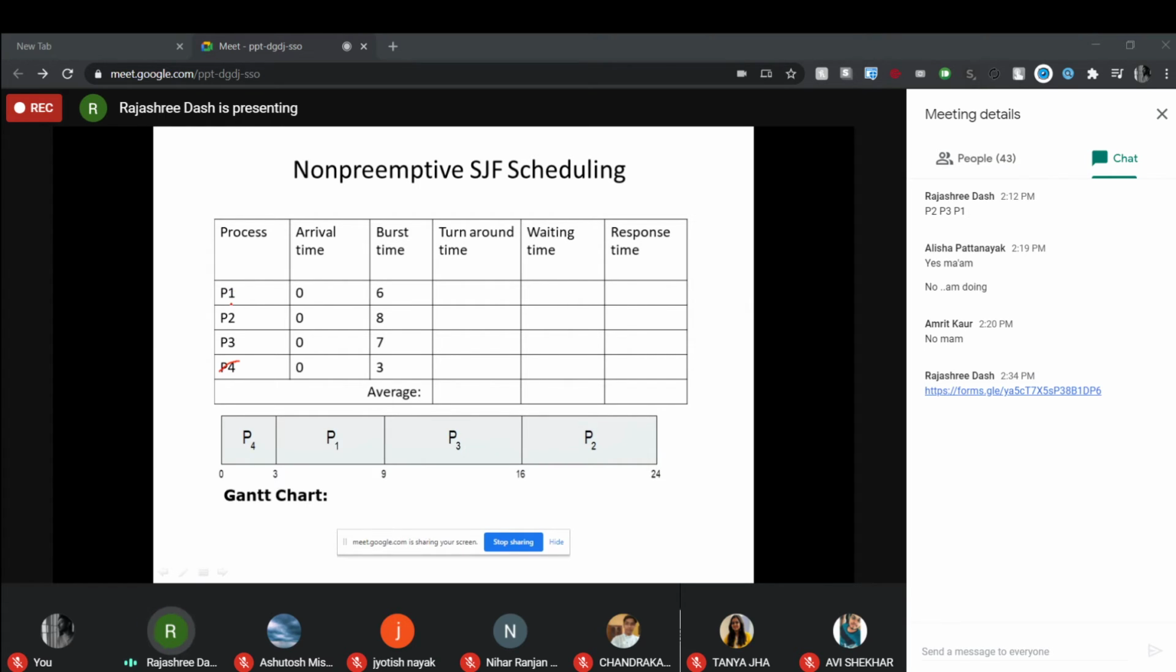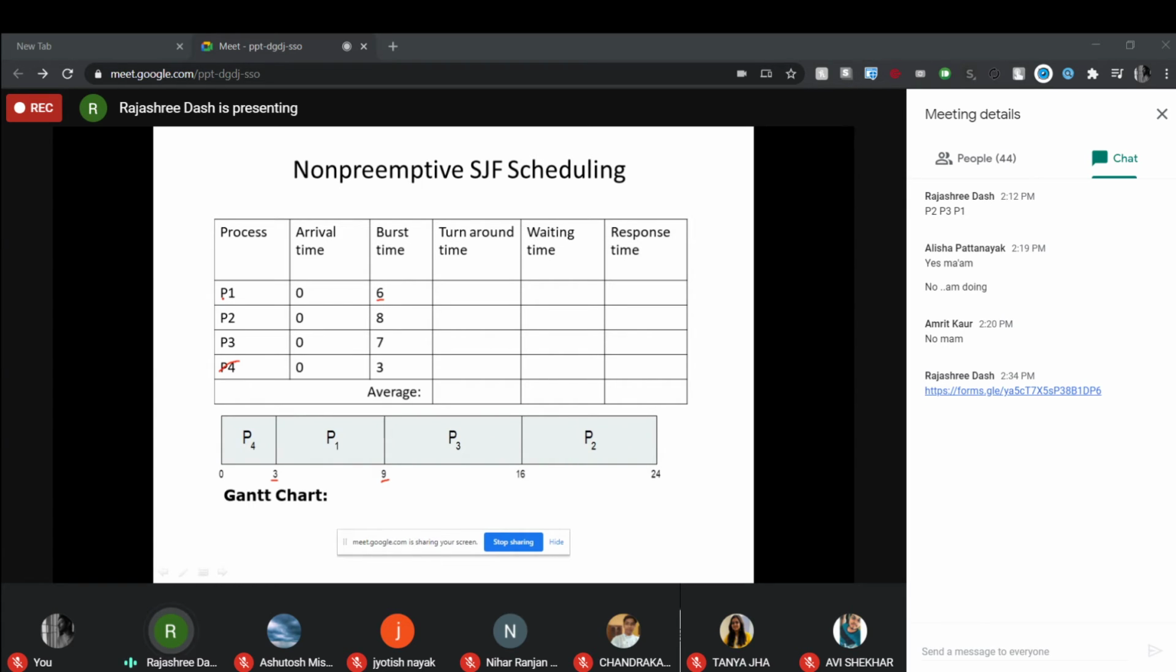Now after P4, there are 3 processes in the ready queue, P1, P2, P3. So what is the next process to be selected for execution? P1, because the next process having the smallest CPU burst time is P1, which has the burst time 6. So after P4, P1 will be allocated to the CPU. P1 will start its execution at time 3 and continue up to 9. 3 plus the CPU burst time of P1, that is 6, gives you the finish time for P1, that is 9.